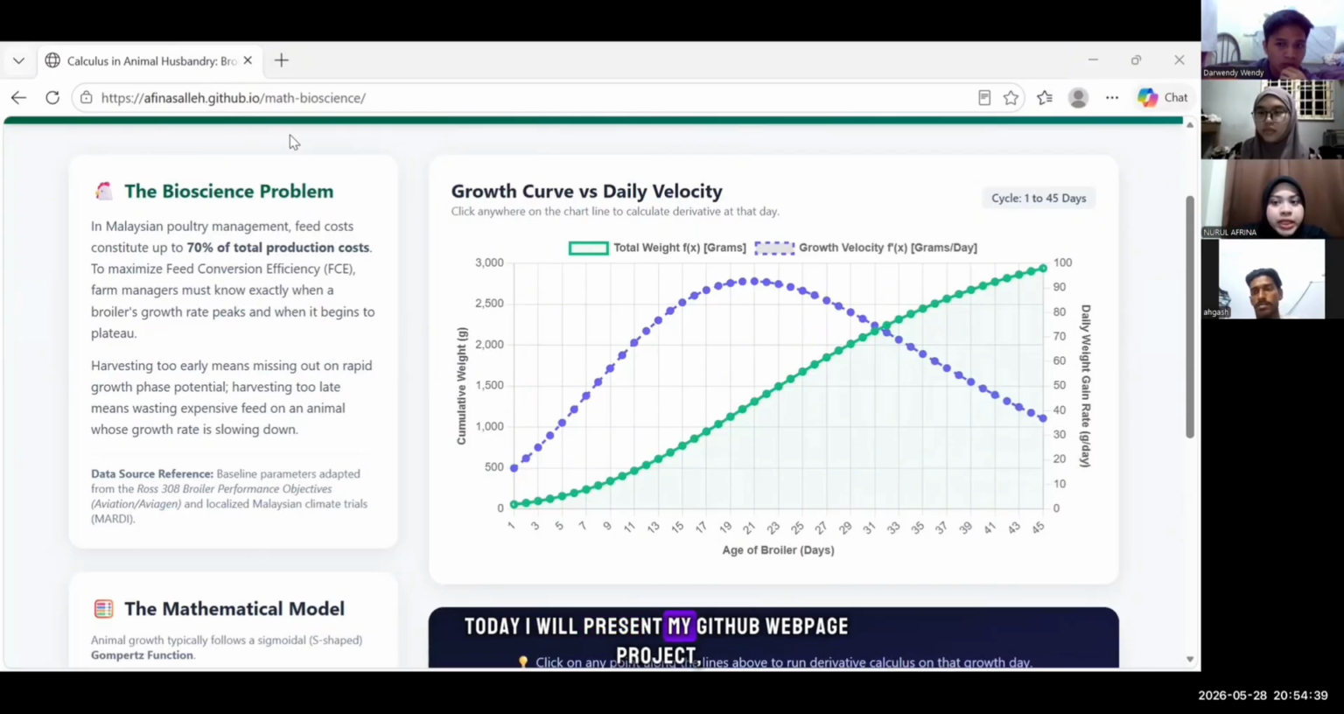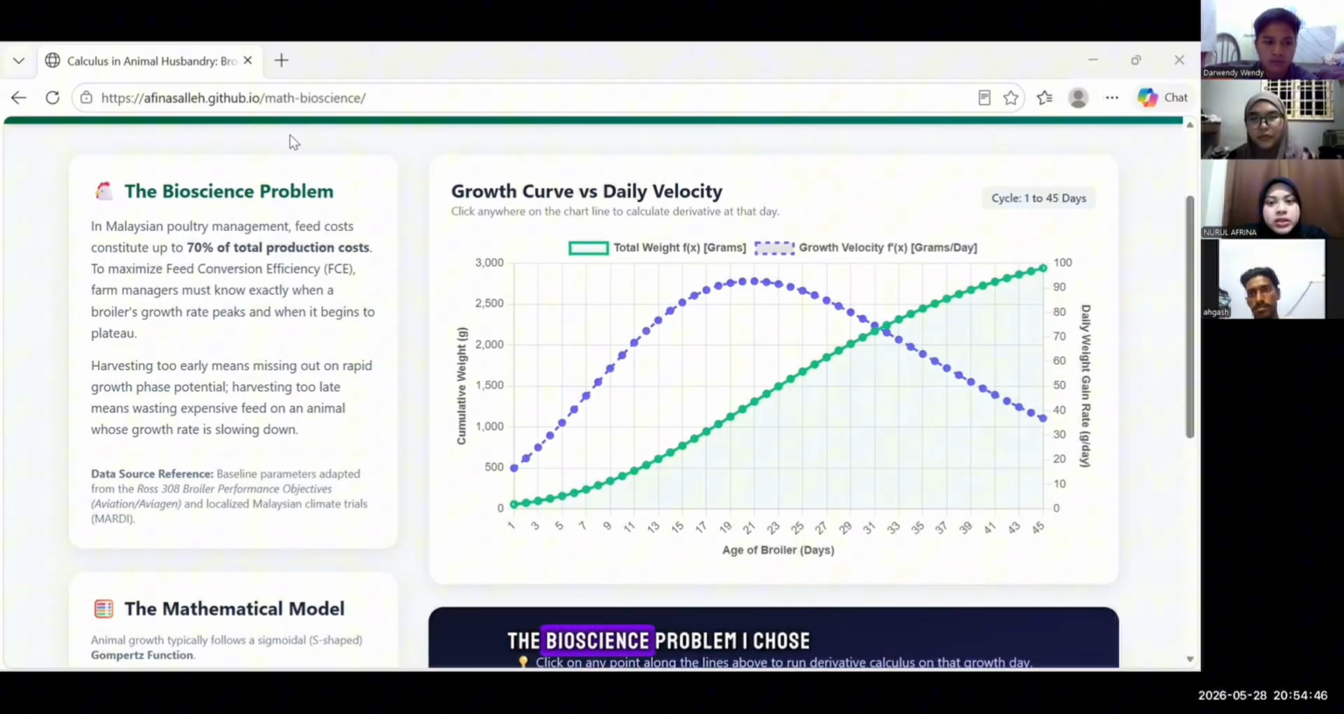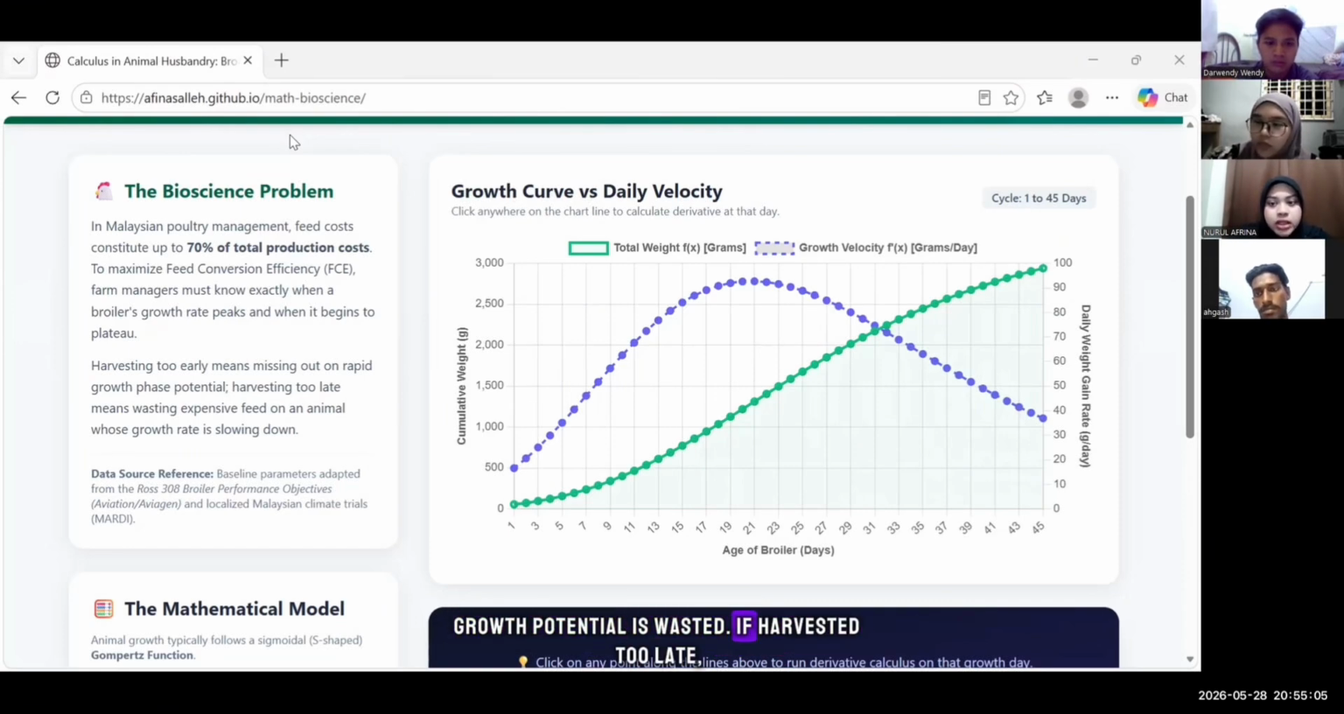Today, I will present my GitHub Pages project, which focuses on a bioscience problem in poultry farming in Malaysia. The bioscience problem I chose is about feed cost management in broiler chicken production. Feed costs can reach 70% of the total expense, so farmers need to know the most effective time to harvest the chicken. If harvested too early, growth potential is wasted, and if harvested too late, feed is wasted on slow growth. My web page uses mathematical modeling to analyze this problem.